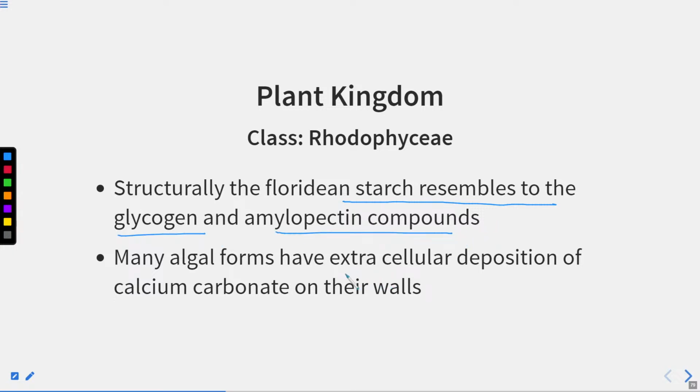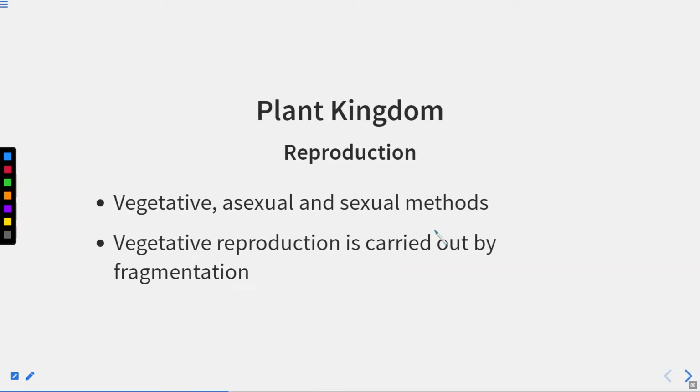Many algae have extracellular deposition of calcium carbonate on their wall. Again, like Fucus, we have seen calcium carbonate deposition, right? So here many red algae also have this calcium carbonate deposition on their cellular structure, and it provides protection to them. Vegetative, asexual and sexual methods we have in the red algae also.